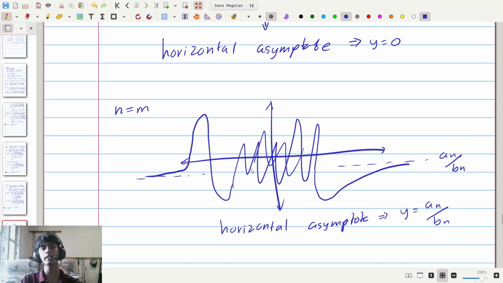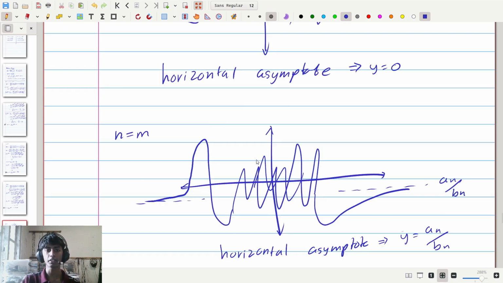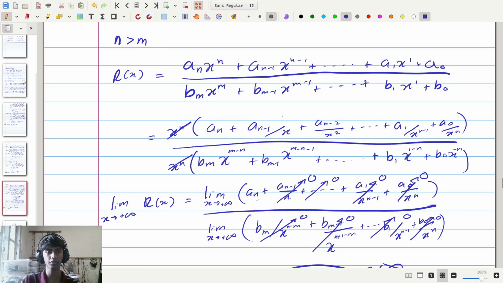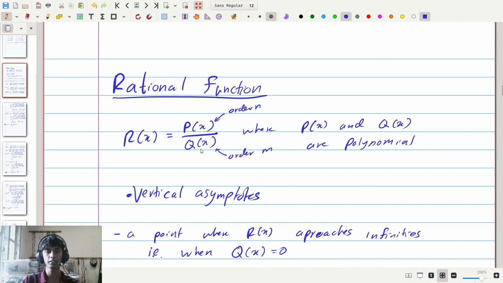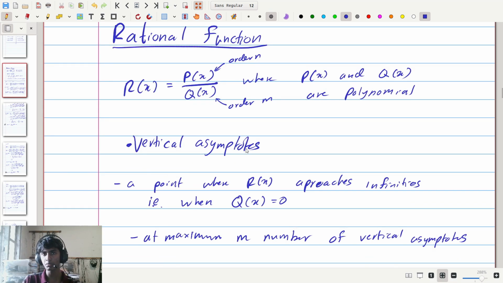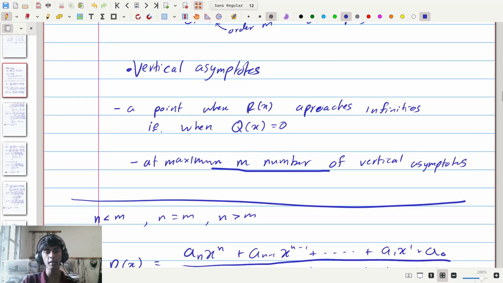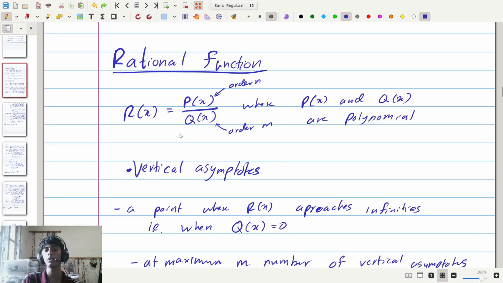For right now, we learnt about polynomial functions as you take the limit as x approaches infinity. We also briefly discussed what happens when x equals 0. It's very simple, it's just the coefficient of the constant term. And then we discussed what happens when you have a rational function. When you have a rational function, the behavior is much more complex, because in a rational function, the numerator can be one value, the denominator can be another value. The denominator could be 0, in which case we have something called a vertical asymptote, and there can be a maximum of m number of vertical asymptotes, where m is the order of the denominator.